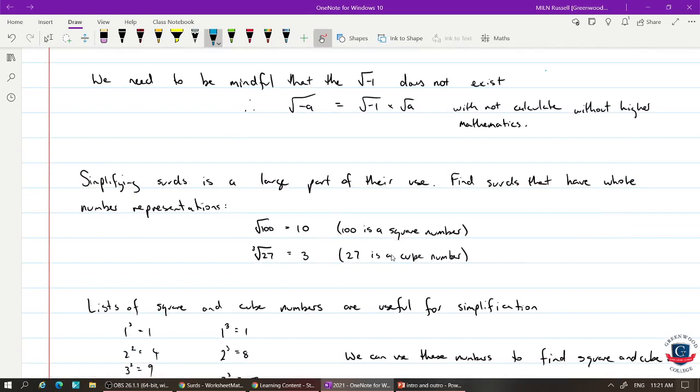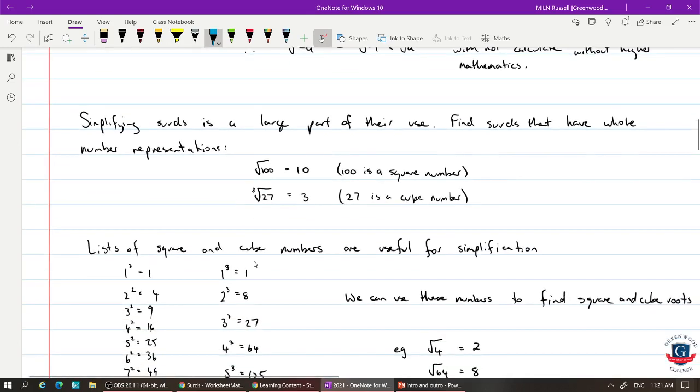Simplifying surds is a large part of their use. Sometimes we'll have numbers that look like surds but can actually be rewritten as whole numbers. So root 100: 10 times 10 equals 100, so the square root of 100 is 10. The cube root of 27 is 3. Finding situations like this requires us knowing our square and cube numbers and fourths and fifths and anything else that we're trying to use.